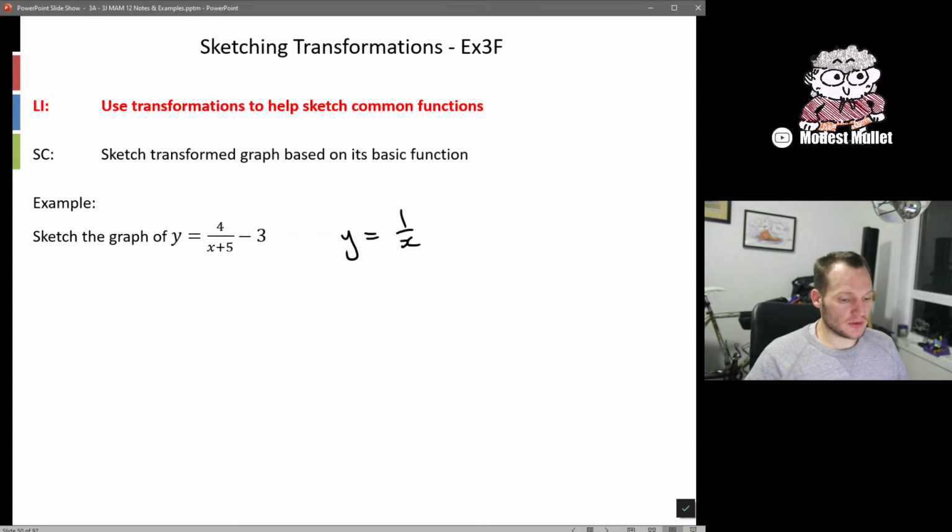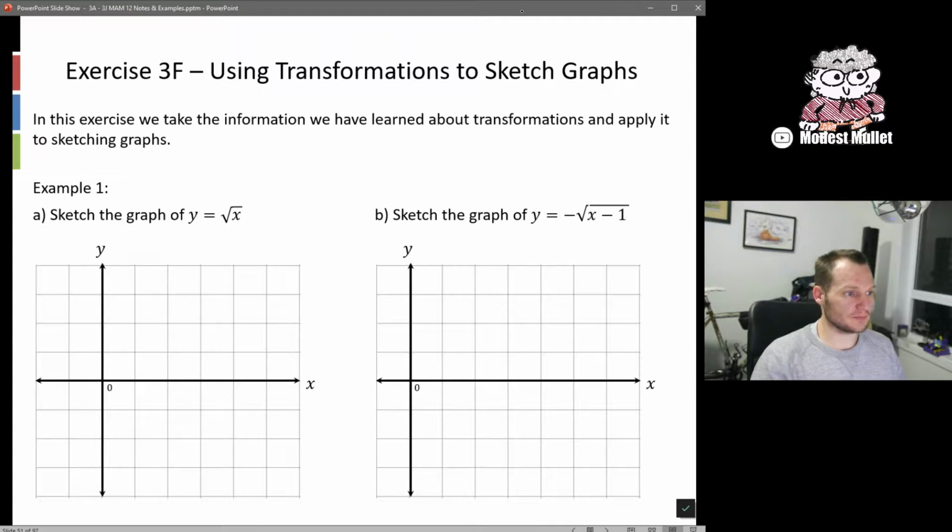When we talk about common functions, we're talking about quadratics, cubics, hyperbolas, truncus, square root graphs, and possibly circle graphs. They're the main ones we consider common functions at a Year 12 level. So let's get going into it. We're going to use the information we've learned about transformations, and hopefully we're at the point where inspection is really starting to click and we can recognize the transformations just by looking at the equation.